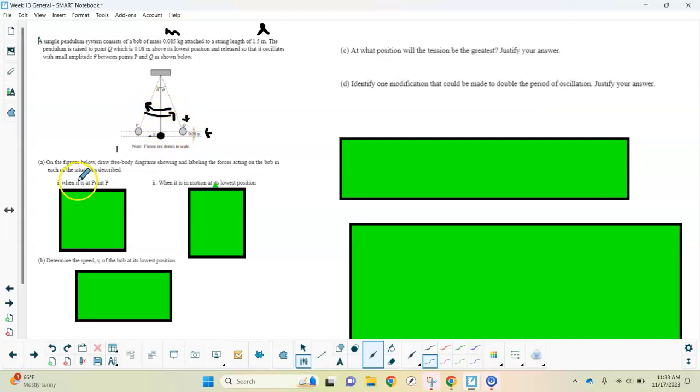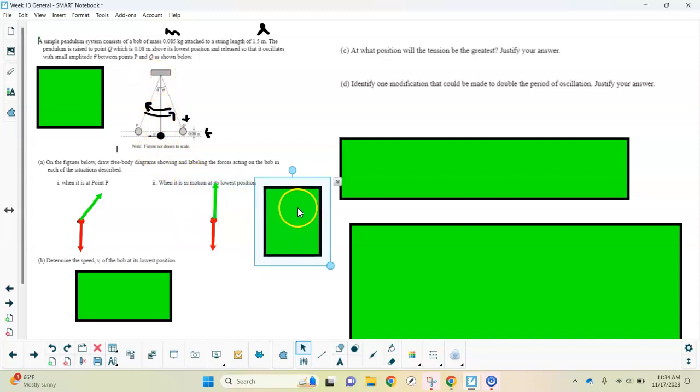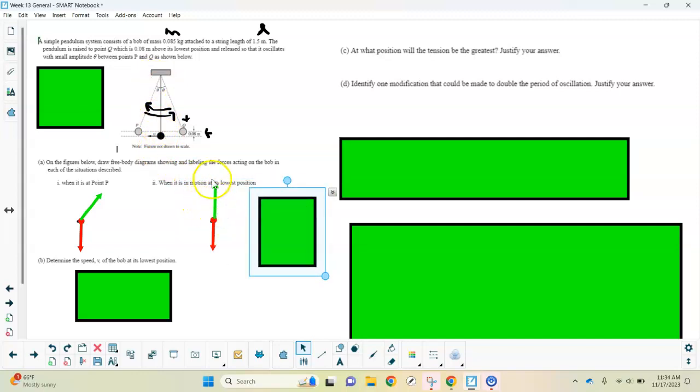On the first diagram, we're going to draw a free body diagram. So point P is here over on the left. The tension is in the string, and that's going to go up and to the right, so I drew that in green. And then the weight, or the force of gravity acting on the object, is constant, and that's going straight down. At the lowest point, gravity is still acting straight down, but the tension is acting up. So that's the lowest point.